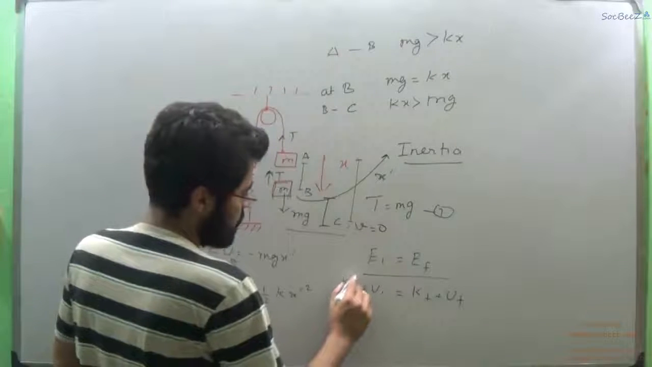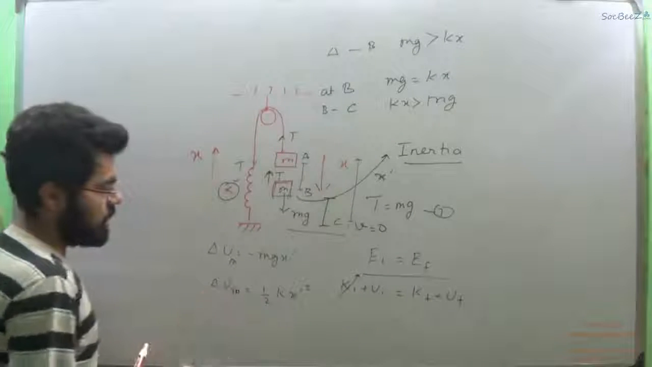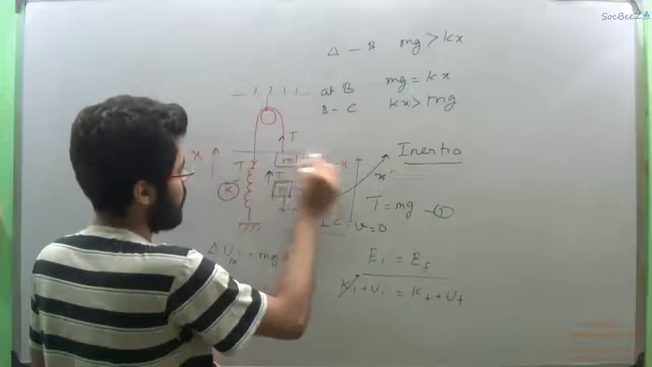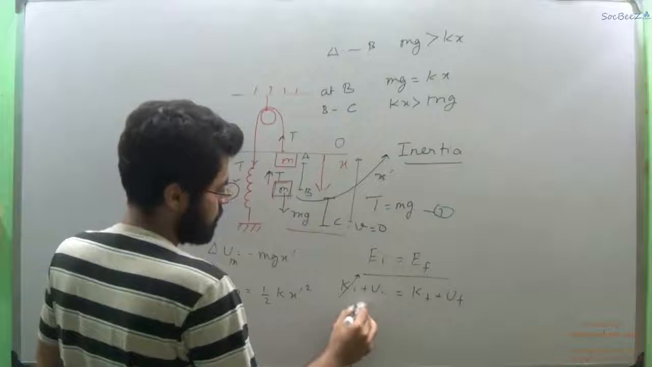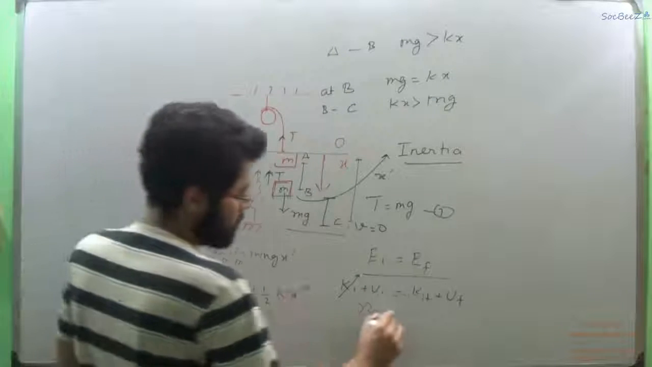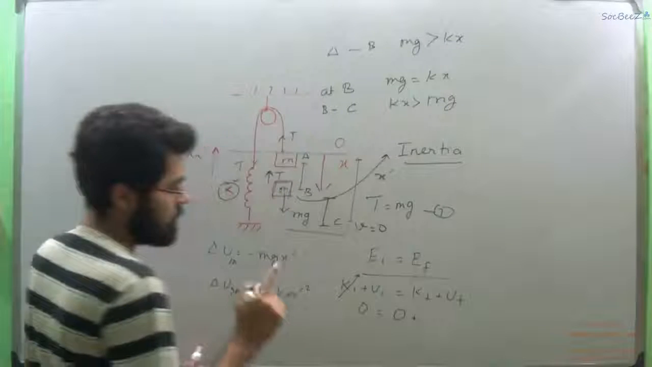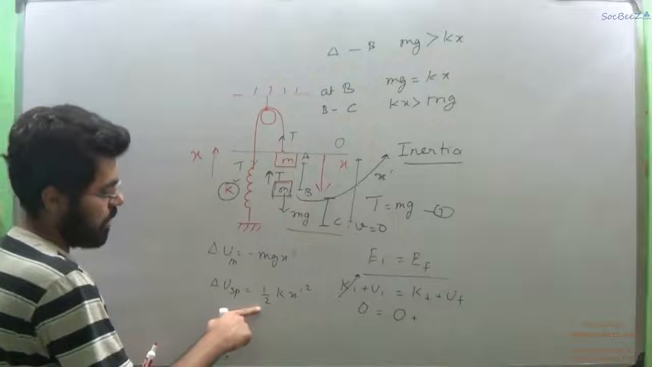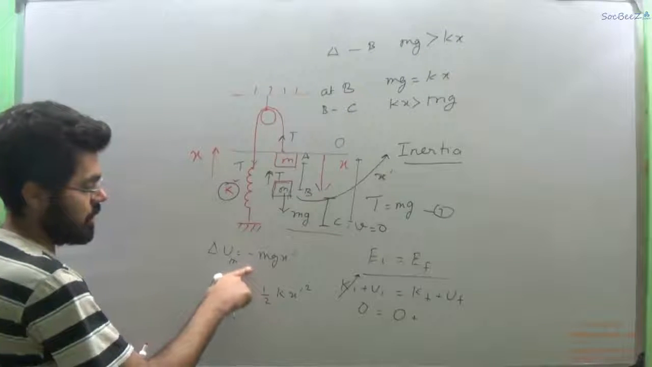So kinetic energy initial is 0 and potential energy initial we can consider 0. Let this frame be 0 potential energy. Kinetic energy final, again 0. But what about potential energy final? Potential energy final is half k x dash square minus mg x dash.